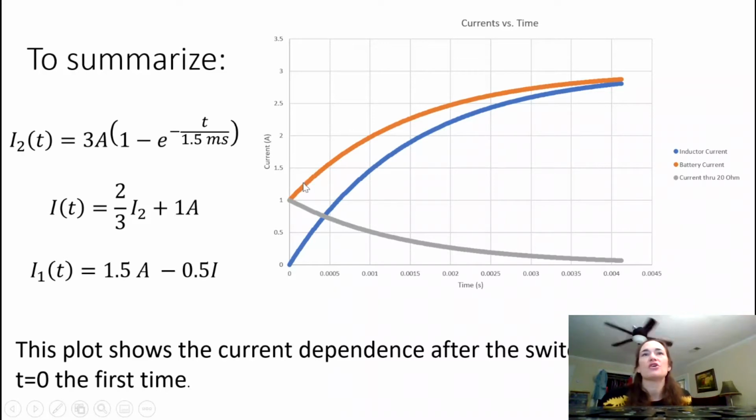Now, the current from the battery is the orange line. It starts out, as we predicted, at 1 amp and goes up towards 3. And the current through the 20 ohm resistor, you can see, starts off at 1 amp, which we predicted, and decays towards 0. So that all agrees with the conceptual predictions that we made without doing any of this hard math. But after doing the hard math, I can solve for the current at any time t, and I don't just have to look at the extrema.